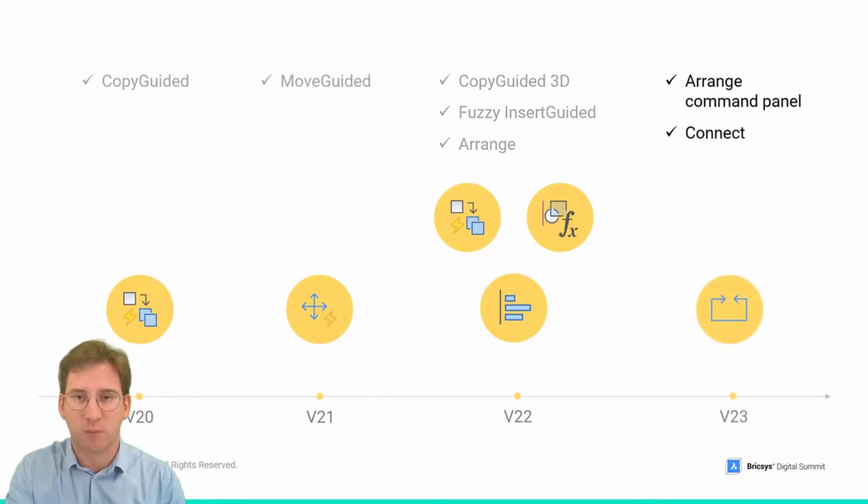And today, with BricsCAD V23, we add a nice-looking command panel to the arrange commands, increasing your productivity even more. Finally, we've also added the connect command, which connects multiple curves in a 2D plan, even if they're not touching.